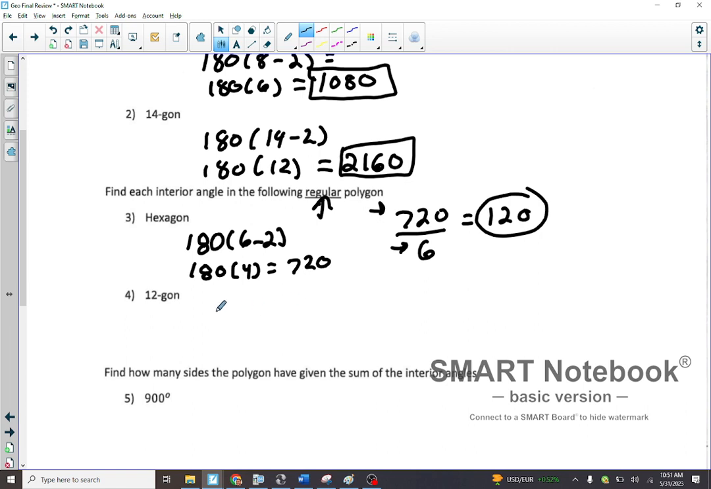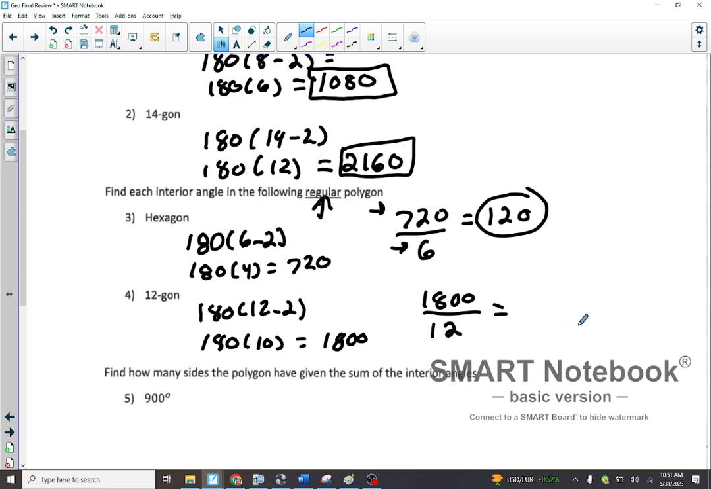All right, 12-gon, or a dodecagon. You don't need to know that. 12 minus 2, 180 times 10, easy, 1,800. Remember, I'm not looking for how much it is in total. I'm figuring out how much each one has. 1,800 divided by 12 sides. 150, yeah, that's right. It's 12 and then 60.